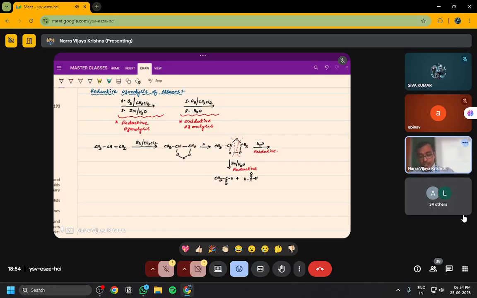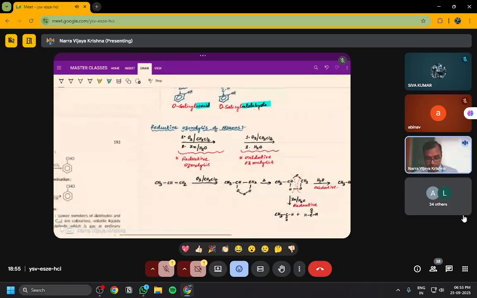That is reductive ozonolysis. If it is oxidative ozonolysis, the aldehyde will be converted to carboxylic acid. So the product will be CH3COOH, and this also will convert to acid. Is it clear? Both are obtained as acids. That is called oxidative ozonolysis. If zinc is present, it is reductive; otherwise, oxidative.